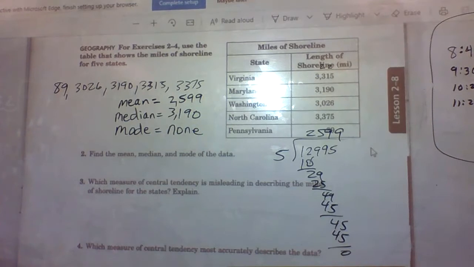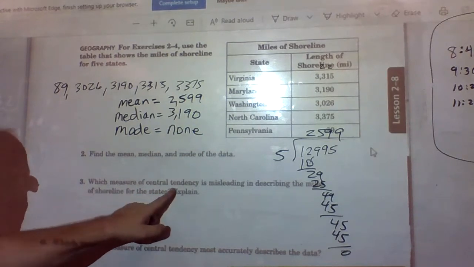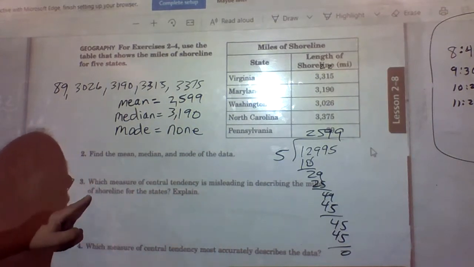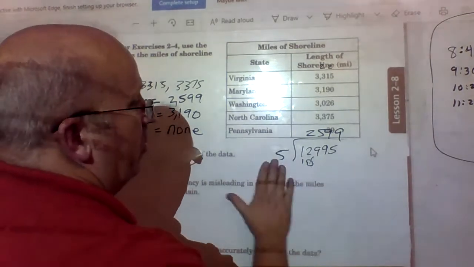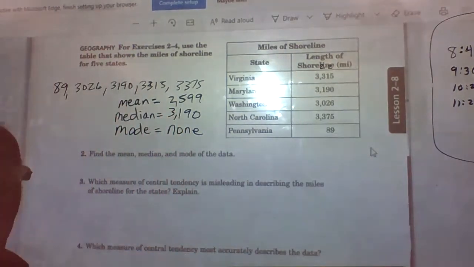Okay? Then it says, which measure of central tendency is misleading in describing the miles of shoreline for the states? Which measure of central tendency would be considered to be misleading? And then we need to explain that.